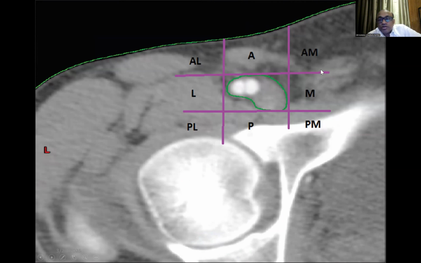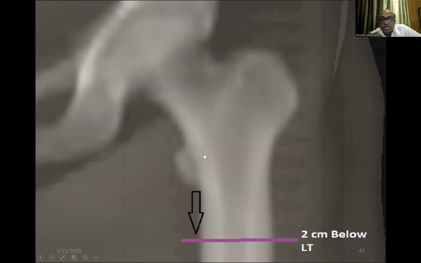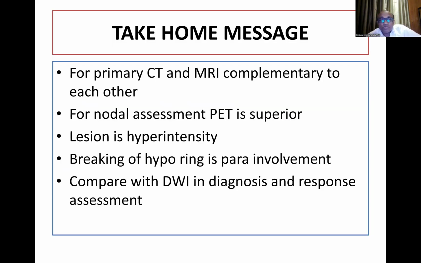So anteriorly, anteromedial, medial, these areas require 1.5 to 2 centimeter, but other sides require 0.5 to 1 centimeter. So this is the margin: cranial, caudal, anterior, posterior, lateral, medial, anteromedially. So anteromedially you have to give 2.5, even laterally 2.3 centimeter. So this is all about the inguinal node. If clinically you practice 2D, take 2 centimeter below the lesser trochanter, or the saphenofemoral junction or origin of profunda femoris is the lower level of the inguinal node.